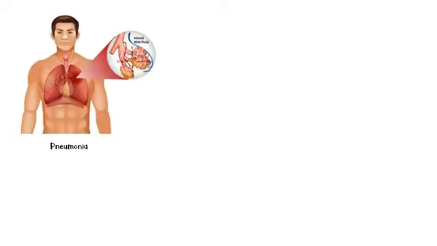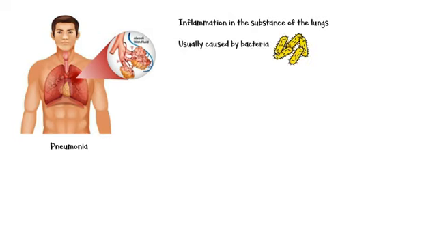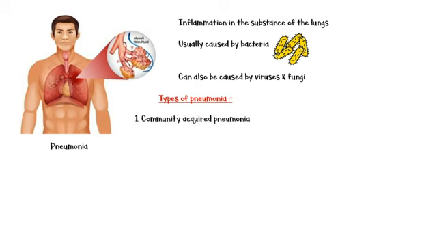Pneumonia is defined as inflammation in the substance of the lung, which is usually caused by bacteria. However, it can also be caused by viruses and fungi. There are several different types of pneumonia. Community-acquired pneumonia is the commonest type, and it is acquired through the community.